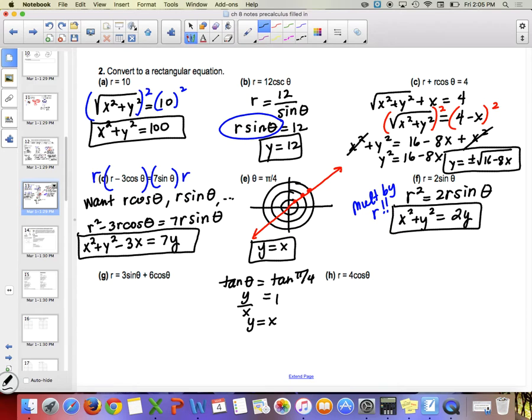All right, so here we go. So r equals 3 sine of theta plus 6 cosine of theta. All right, this is one where we multiply by r, right? So we're going to get r squared equals 3r sine of theta plus 6r cosine of theta. So we're going to get x squared plus y squared equals 3 times y plus 6 times x, like that. Okay, you can leave it like that.